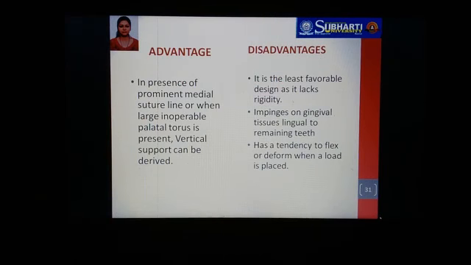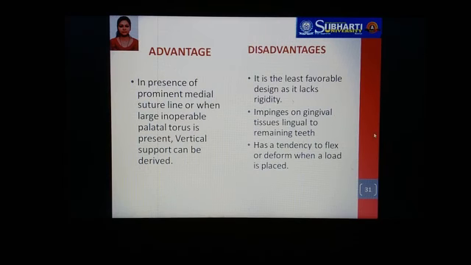Advantages: it is given in cases where there is an inoperable hard torus that is extending more posteriorly. Disadvantages: it is the least favorable. Why? Because it is a thin U-shaped strap, so there is less coverage and the surface area is less, so rigidity is poor compared to the other designs. Also, it might impinge on the gingival tissue lingual to the remaining teeth. Because the rigidity is poor, it has a tendency to flex or deform.